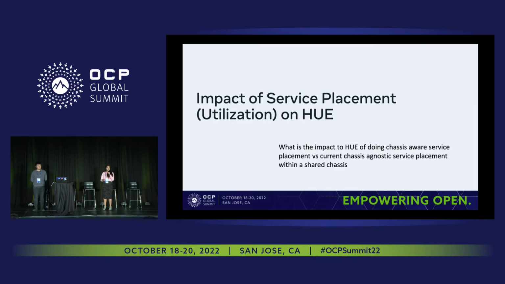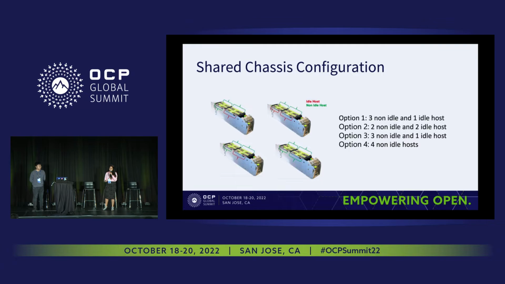This study particularly focuses on the service placement utilization and the correlation of hardware utilization based on service placement. We also compare the current chassis agnostic service placement process within a shared chassis with a chassis aware service placement, and how that affects overall hardware utilization.